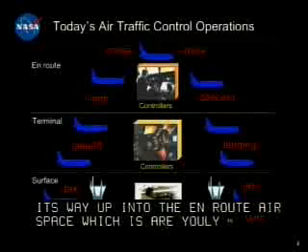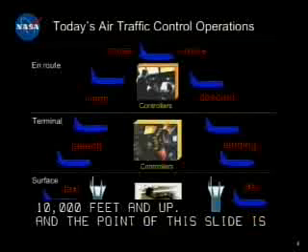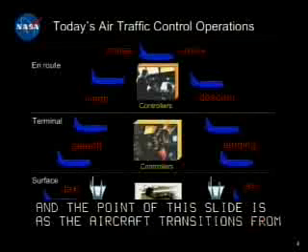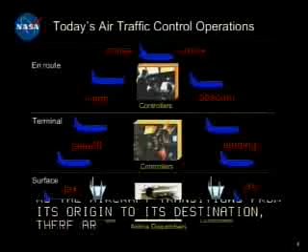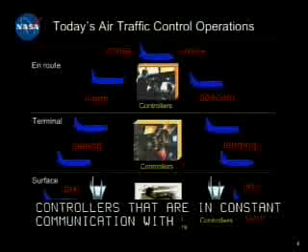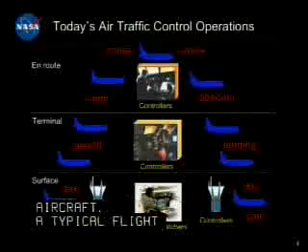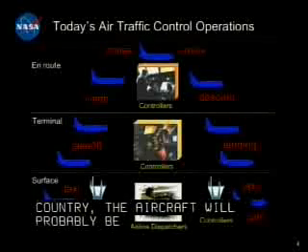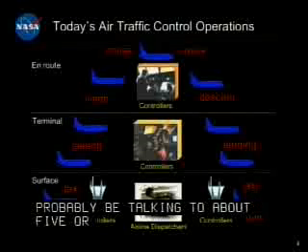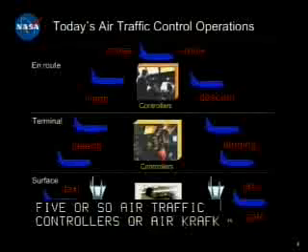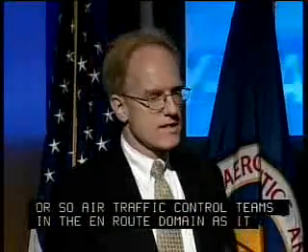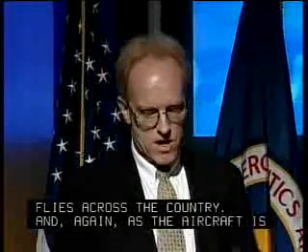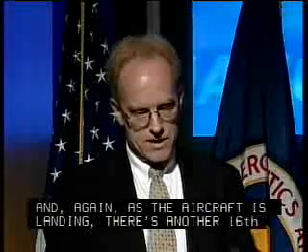And the point of this slide is as the aircraft transitions from its origin to its destination, there are numerous air traffic controllers that are in constant communication with that aircraft. On a typical flight across the country, the aircraft will probably be talking to about 5 or so air traffic control teams in the surface and terminal domain, and another 20 or so air traffic control teams in the en route domain as it flies across the country. And again, as the aircraft is landing, there are another 6 teams of controllers that the aircraft is talking to during the descent and landing phase.